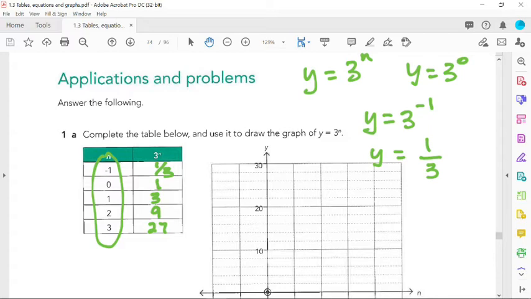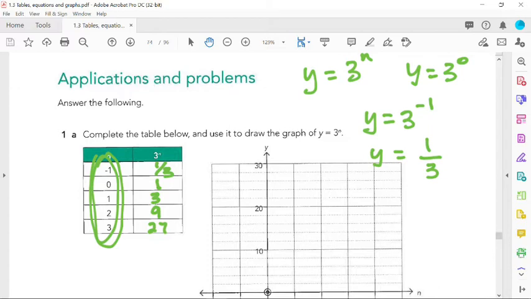So n is your x value. But you know it's your x value because it's the first column, right? Yeah, I agree.